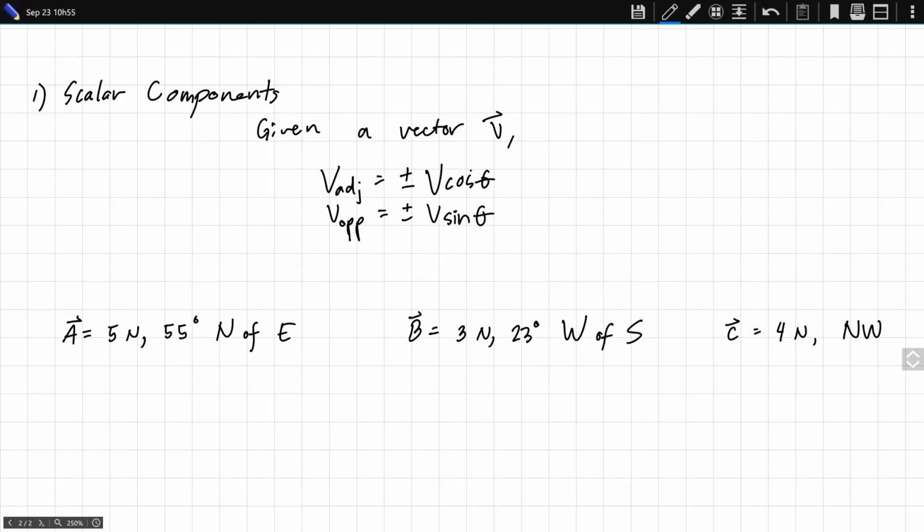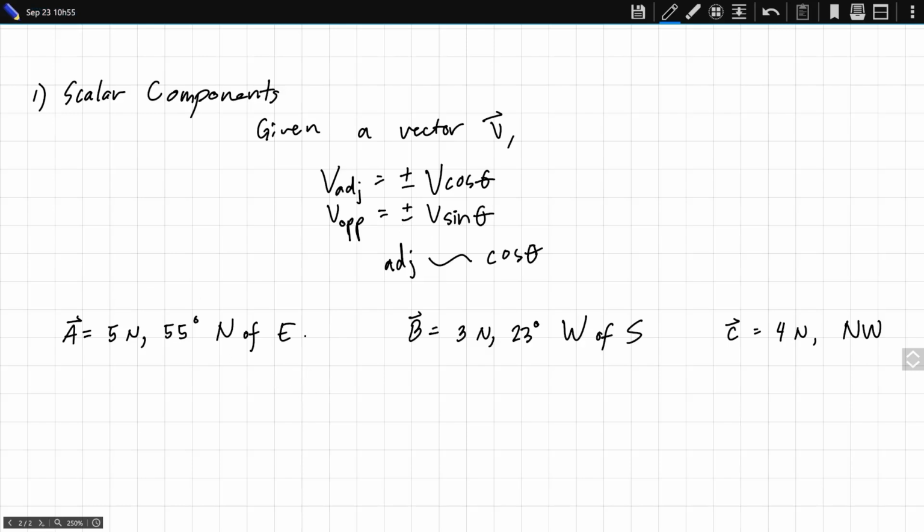If you look at the equations, we have the magnitude v, magnitude ng ating vector v here, times either cosine or sine of the angle that we have. Okay? Now, para mas madali siyang ma-memorize, we just need to remember that adjacent corresponds to cosine. So if the component is adjacent, we will use cosine. If it's opposite, we will use sine. Okay? So yun yung gagawin natin. So I'll show you how to use these equations in solving for the scalar components.